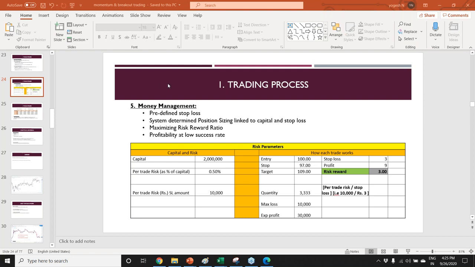See, I'll show the NR7 example also. Just a second, I'll note it down. So when I come to charts, I'll show that NR7 example.